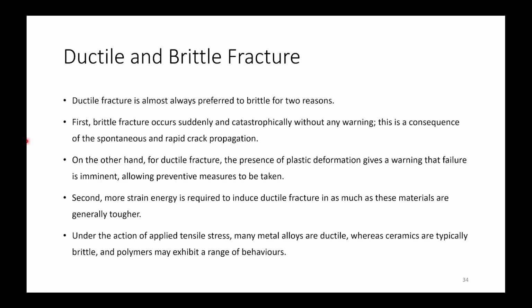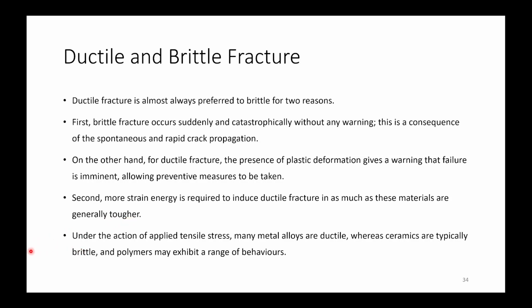Now, ductile fracture is almost always preferred to brittle for two reasons. First, brittle fracture occurs suddenly and catastrophically without any warning, and this is a consequence of the spontaneous and rapid crack propagation. On the other hand, for ductile fracture, the presence of plastic deformation gives a warning that failure is imminent, allowing preventive measures to be taken. As this type of failure occurs by taking some time, we can remove that part, we can change that part before the entire machine fails. Second, more strain energy is required to induce ductile fracture because these materials are generally tougher. So they will be absorbing more energy before failure.